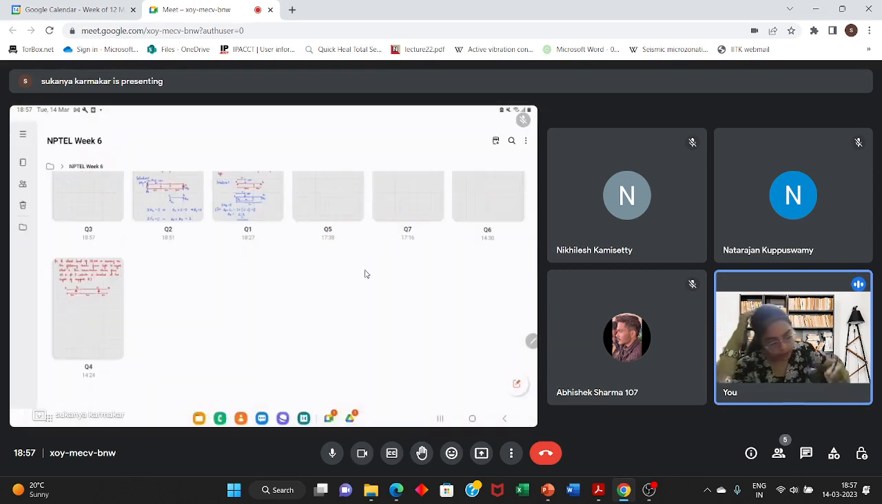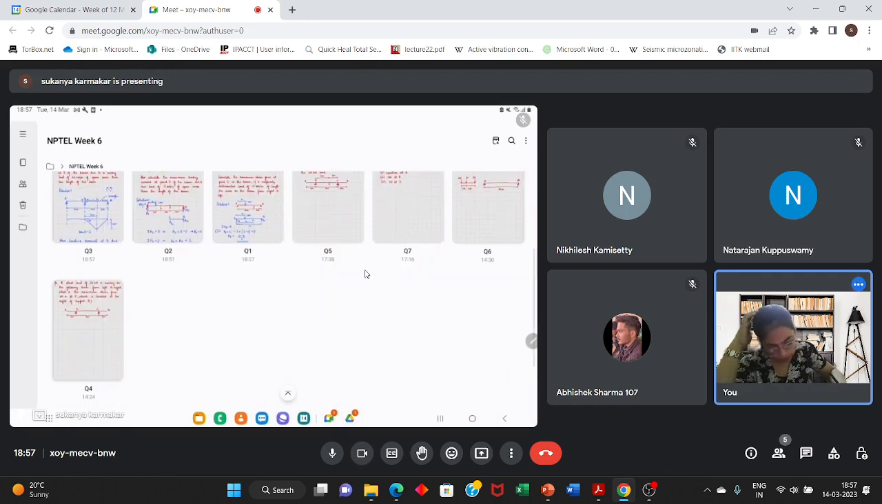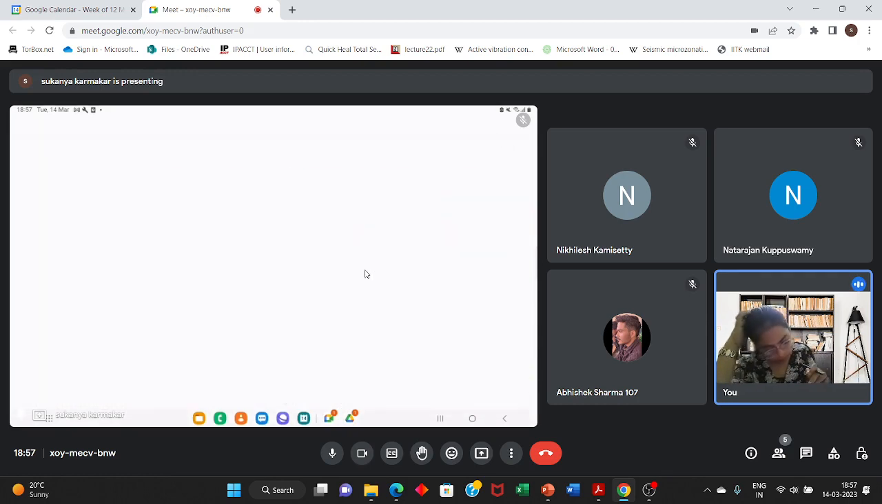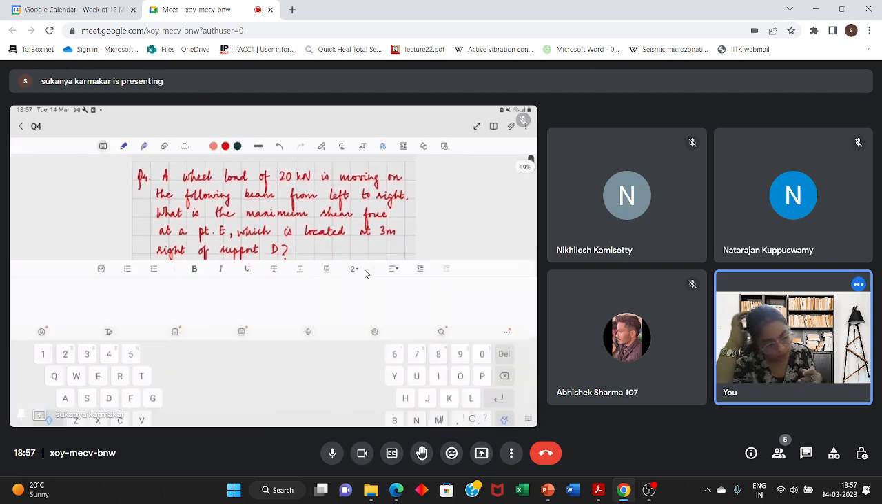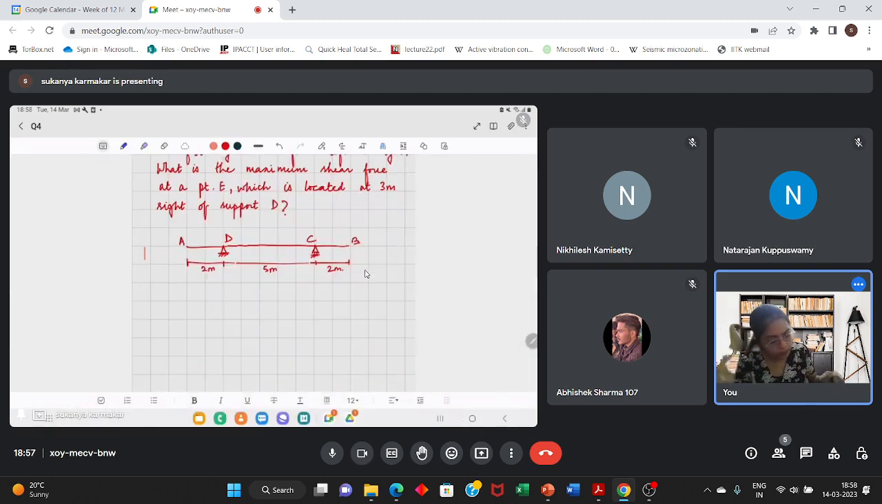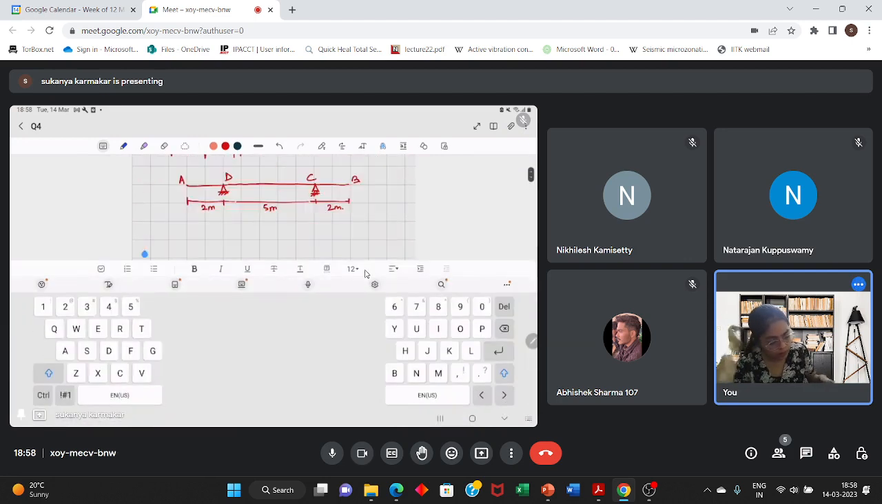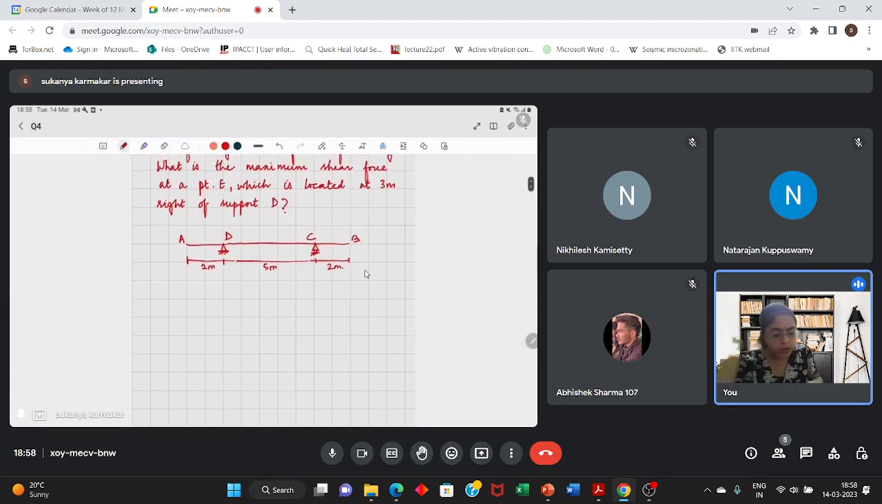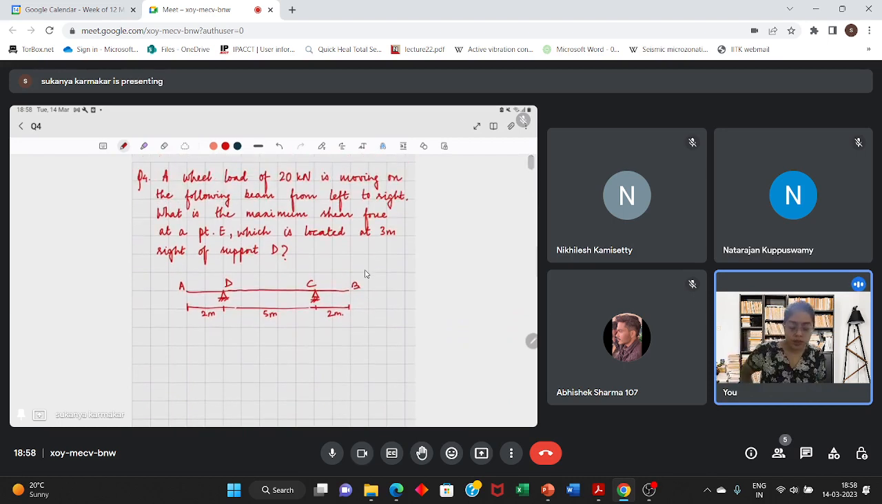Going to the next question. In this question, it says there is a wheel load of 20 kilonewton and it is moving on this beam from left to right. What is the maximum shear force at point E, which is located at 3 meters right of support D? So I'm giving you around 5 minutes time.